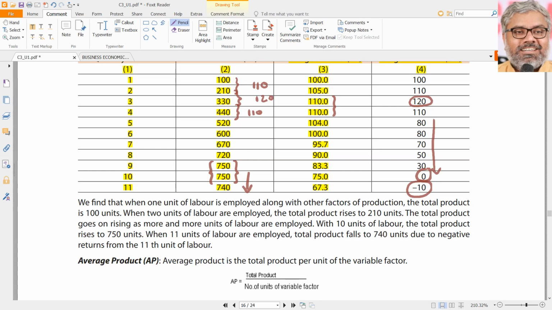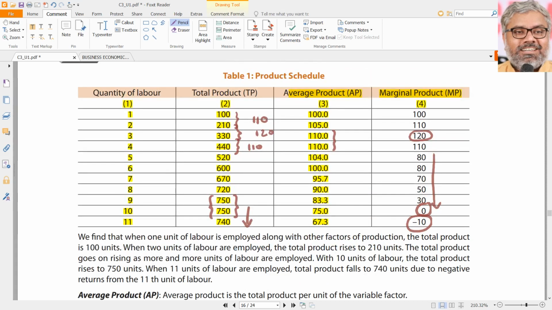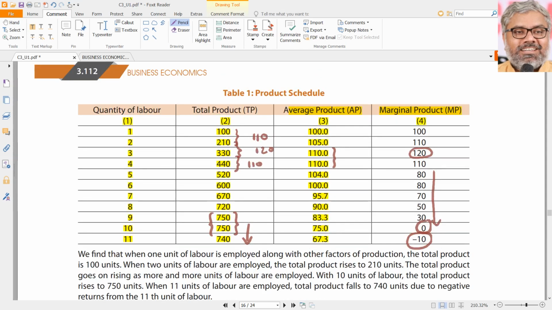So, total product definitely has to be a positive number. When that is a positive number, divided by another positive number, it will have to be a positive number. So, average product cannot be 0 or negative. Marginal product can be 0 also, negative also. From this what we can identify: when the marginal product is 0, the total product has already reached its maximum. When the marginal product is negative, the total product has started declining. All these things can be observed from the table itself, that is a product schedule, schedule table, both are the same.